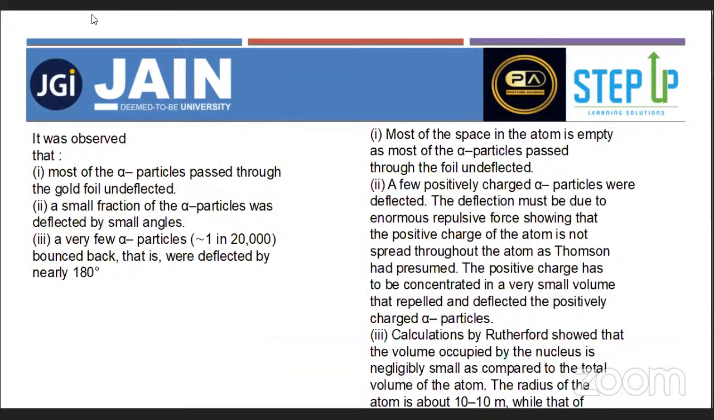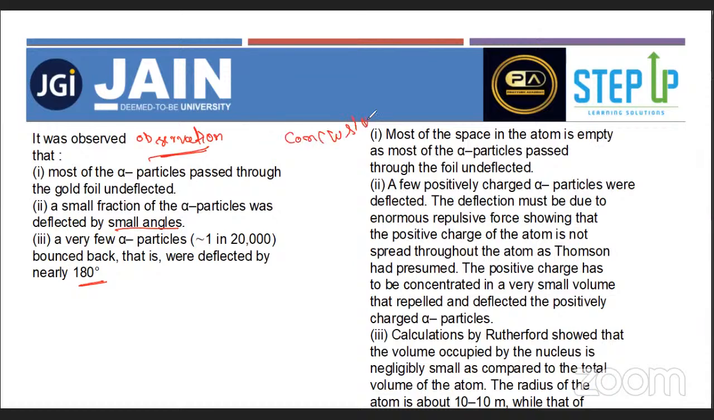So what he observed here is, I told you, most of the alpha particles pass through the gold foil undeflected. A small fraction of alpha particles are deflected by a small angle, and 1 in 20,000 bounce back, that is, deflected nearly 180 degrees. That is one part. This was his observations, and based on the observations, he gave some conclusions.